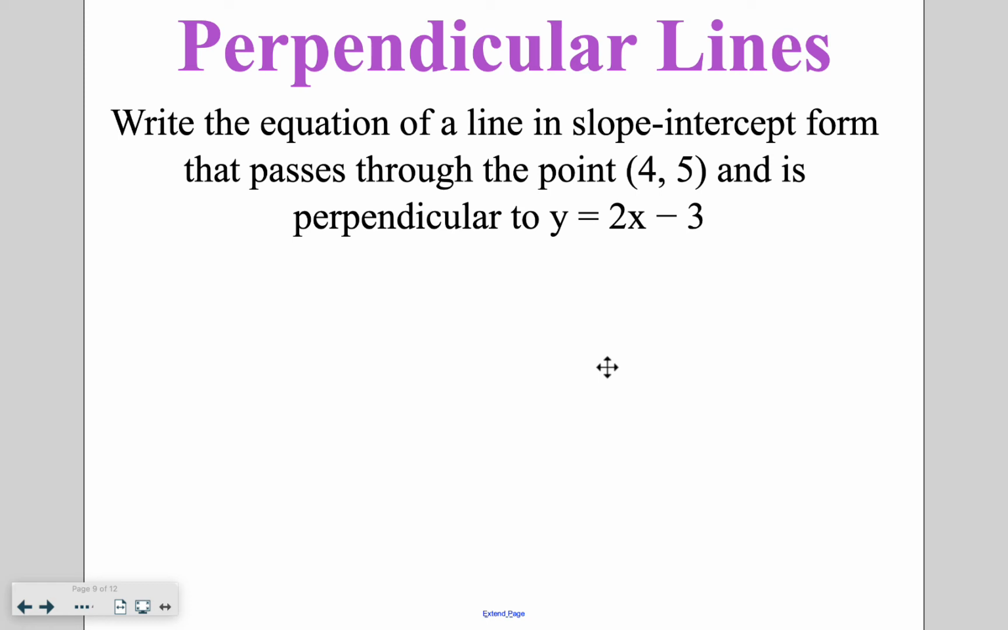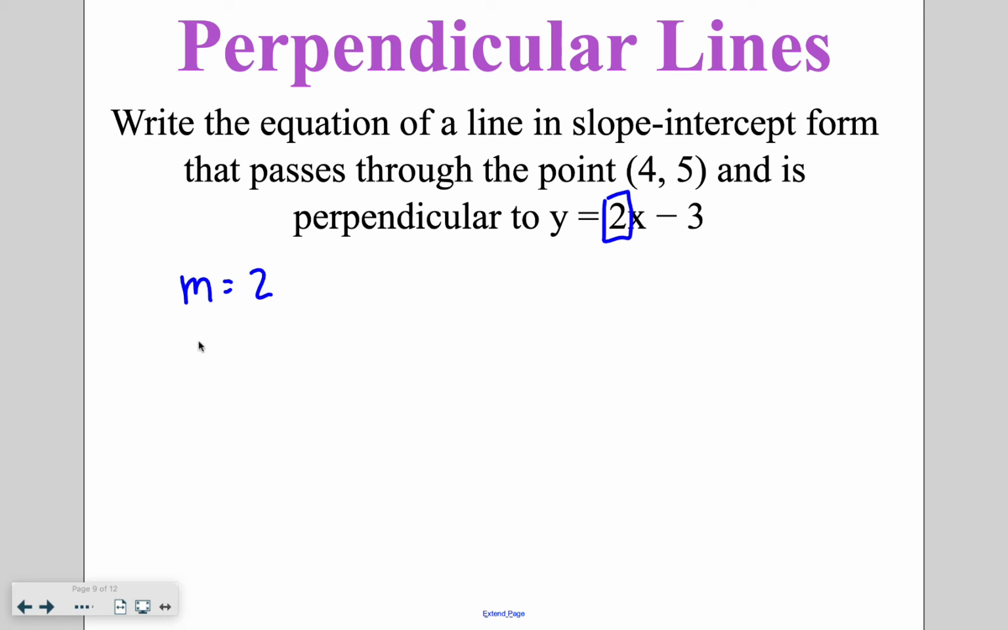Moving on to the perpendicular lines. So we want to write an equation in slope-intercept form that passes through the point 4, 5 and is perpendicular to 2, negative 3. When we do this, you're going to go ahead and pick out your slope again, but your current slope is 2.